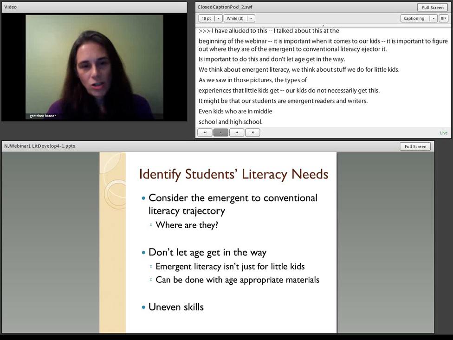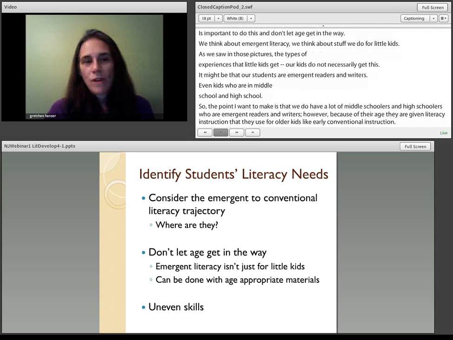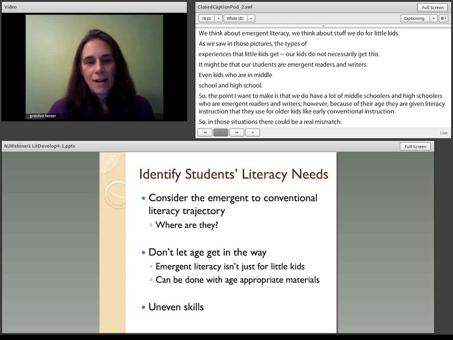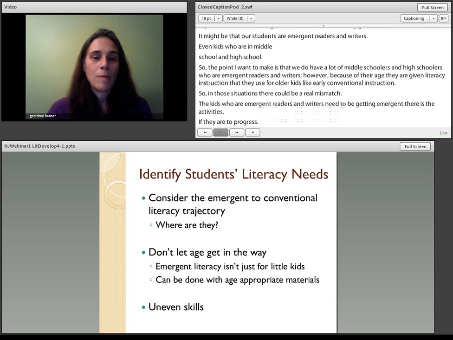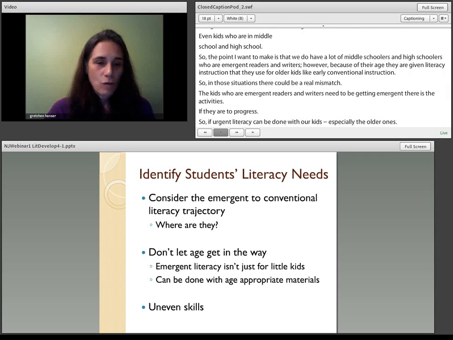Our kids who are emergent readers and writers need to be getting emergent literacy activities if they're going to progress along. Emergent literacy can be done with our kids, especially ones who are older. We're not going to give them Brown Bear, right? We're going to give them age-appropriate materials and accessible ways for them to write. So it is possible to do it for older kids, absolutely.